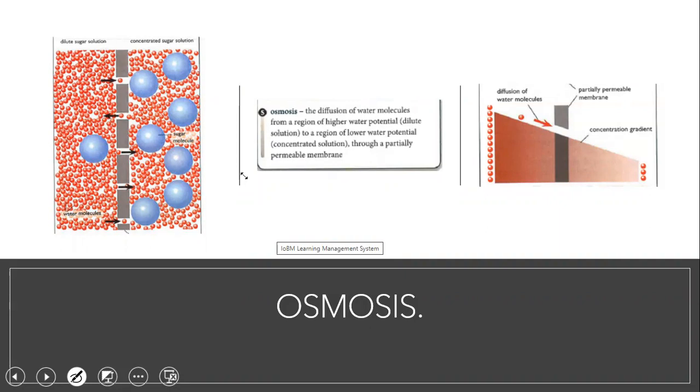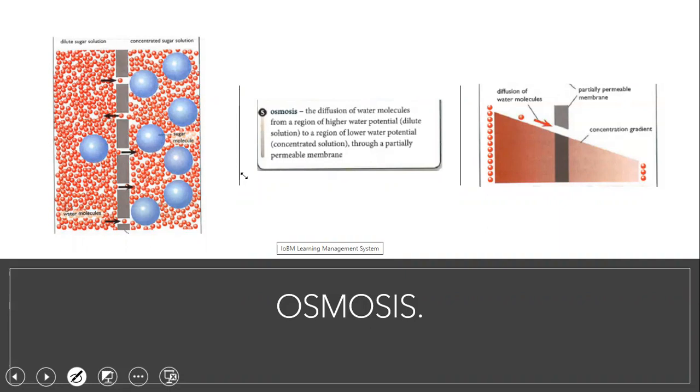But in osmosis, a couple of things become really specific. First of all, osmosis is specific to the movement of water. Diffusion could be the movement of any particle, any molecule, any ion, anything at all. Osmosis is specific to the movement of water. So osmosis is the movement of free water molecules from a region of high concentration to a region of low concentration. So the first thing that is a bit different from diffusion is that osmosis is specific to water molecules.